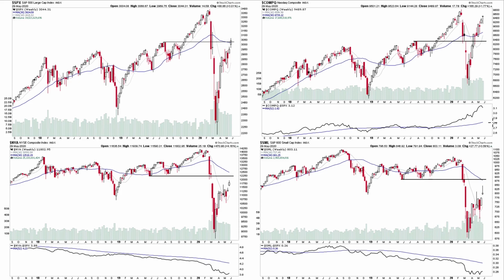So yeah, not looking ideal for the small caps there. It looks like it was a failed breakout attempt, but we will see what comes.